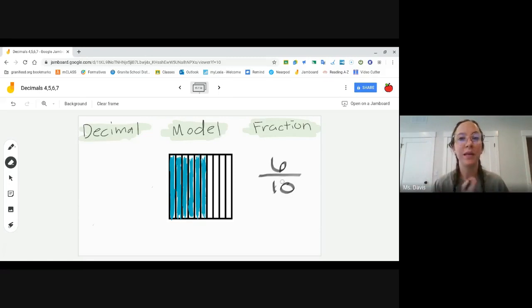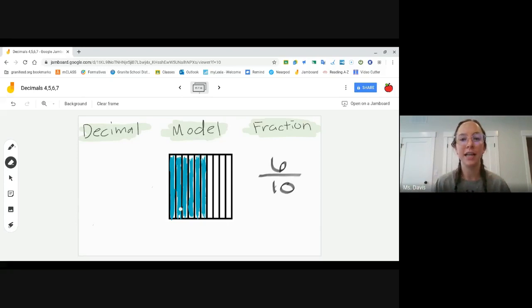6/10 could be simplified. The really cool thing about decimals is I don't have to simplify at all. Much easier if you want to talk about simplifying. So I don't actually need to know the fraction, but that's what we worked on yesterday, and so it's kind of good to start there.